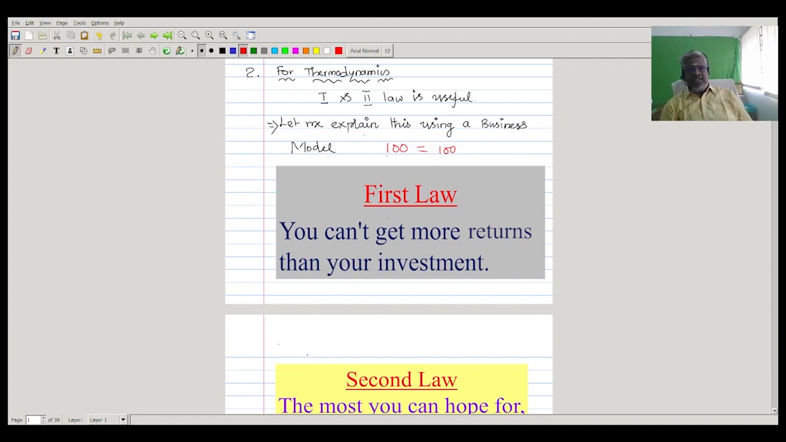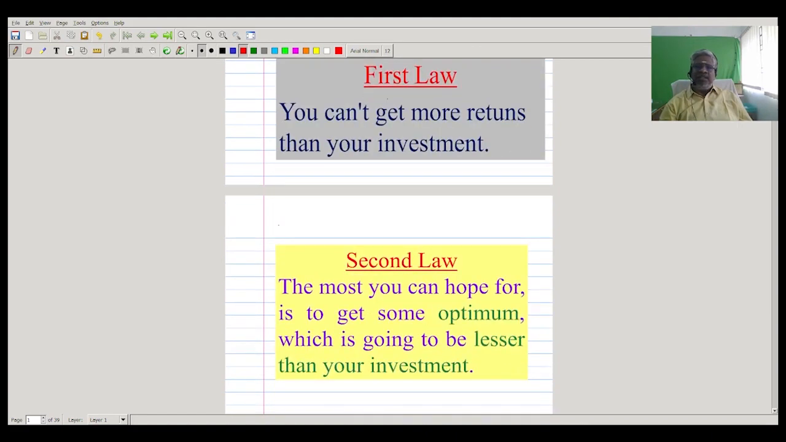The first law says that you can't get more returns than your investment. That's a simple law. Suppose you are investing 100 rupees, you are going to get 100 rupees only, not more than that. Not even a single rupee more than that. This is the first law. What does the second law say with that same business model? We'll move on to that.